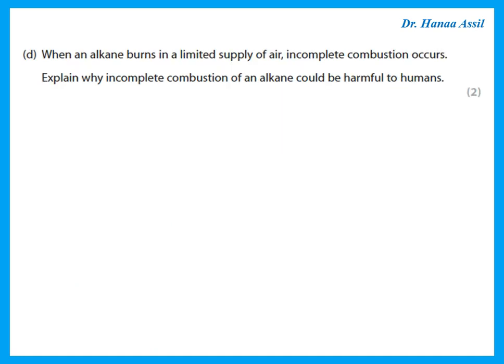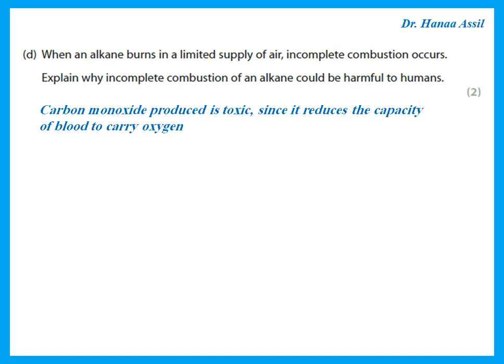When an alkane burns in a limited supply of air, incomplete combustion occurs. Explain why incomplete combustion of an alkane could be harmful to humans. Remember, we said if we have complete combustion, that is a lot of oxygen, then it gave carbon dioxide plus water. But if I have a limited supply of oxygen, then it does incomplete combustion. What does it form? It forms carbon monoxide plus water.